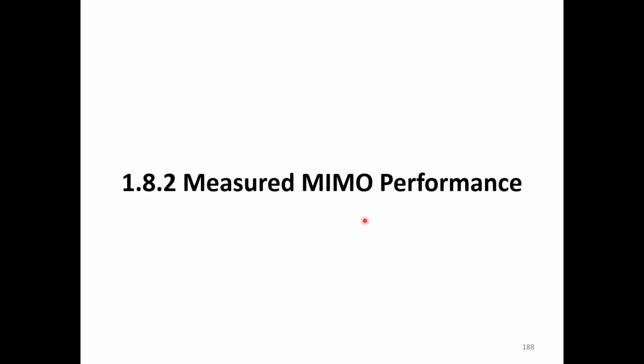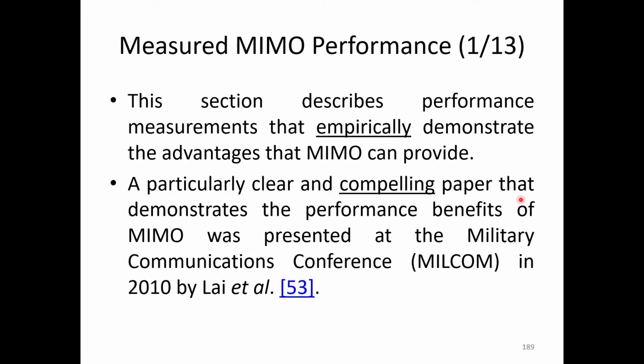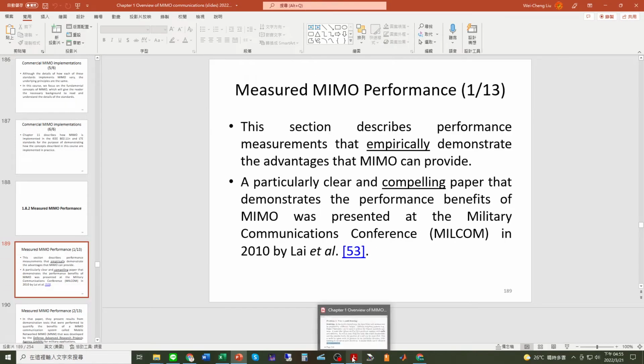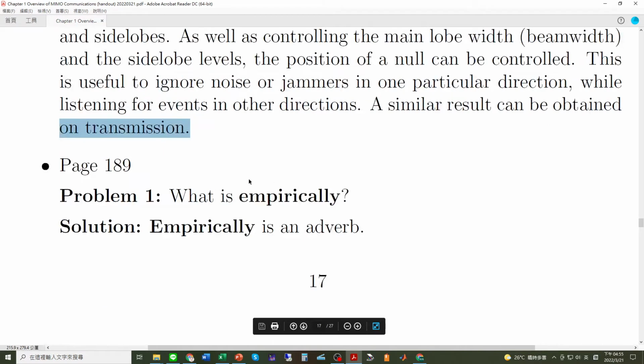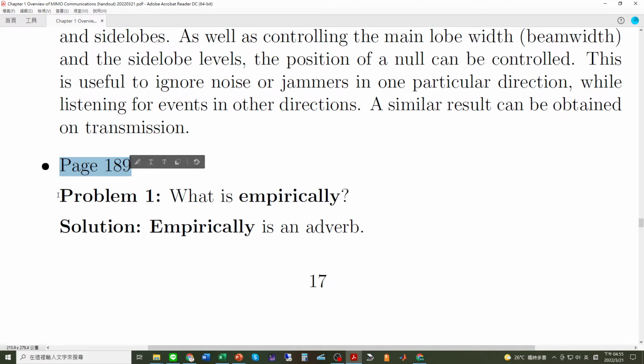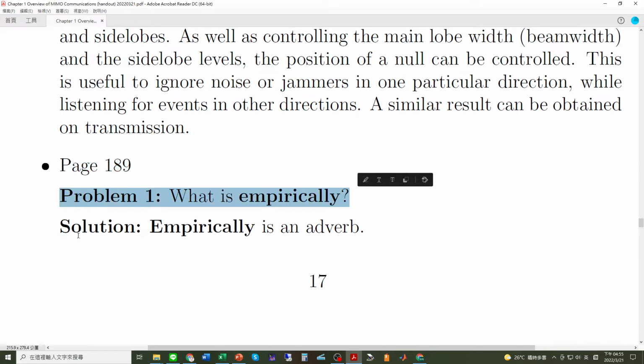Okay, next let us go to section 1.8.2, Measured MIMO Performance. This section describes performance measurements that empirically. Okay, what is empirically? Let us see the handout. Okay, page 189, problem 1. What is empirically?